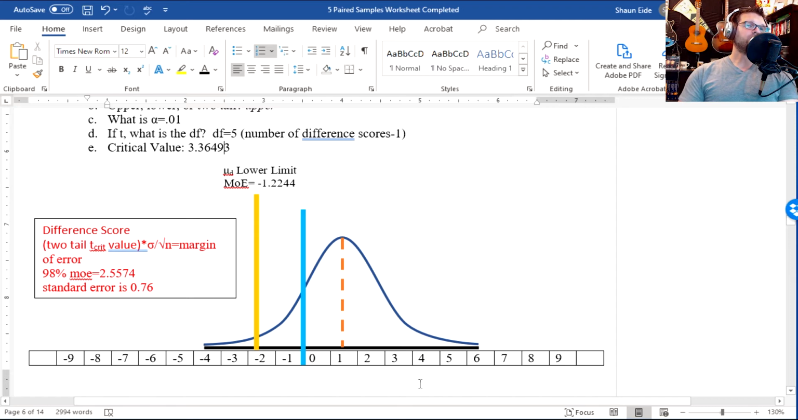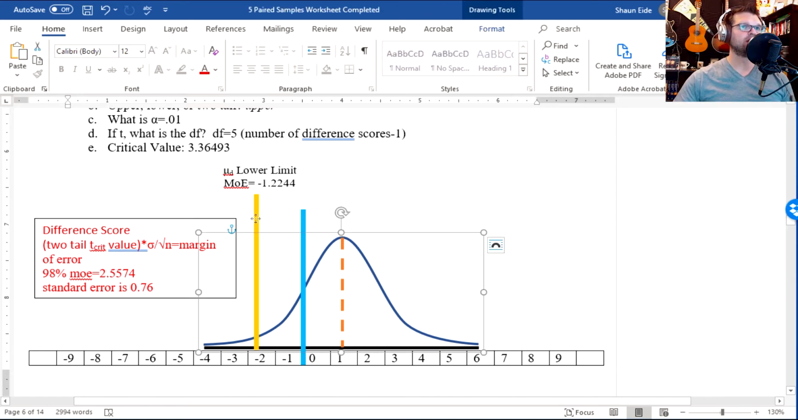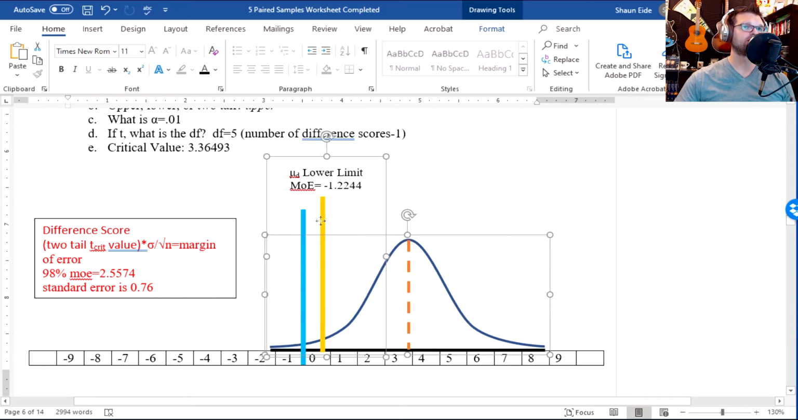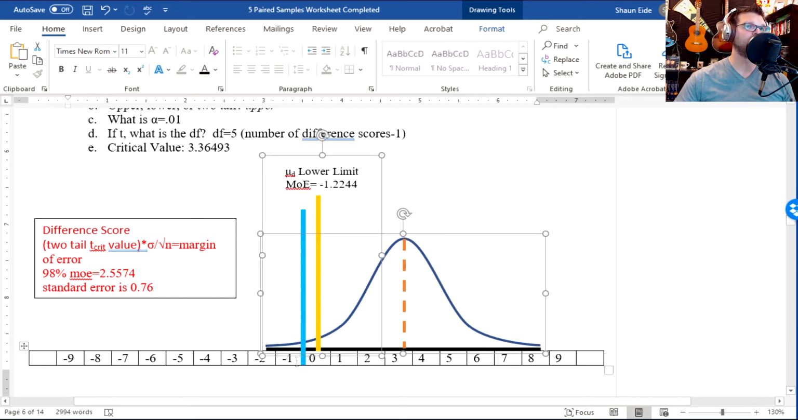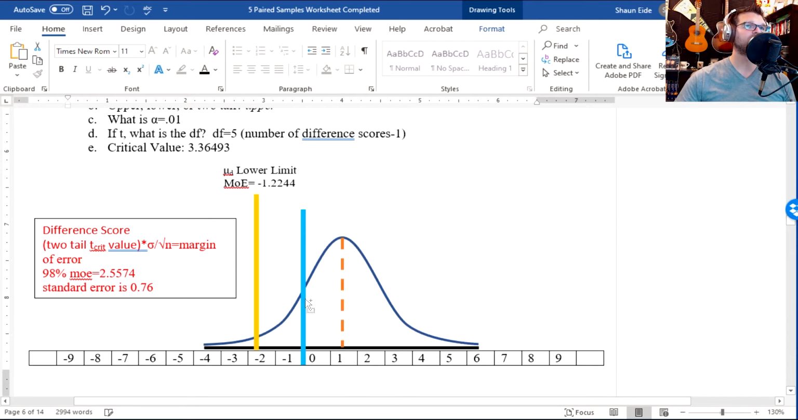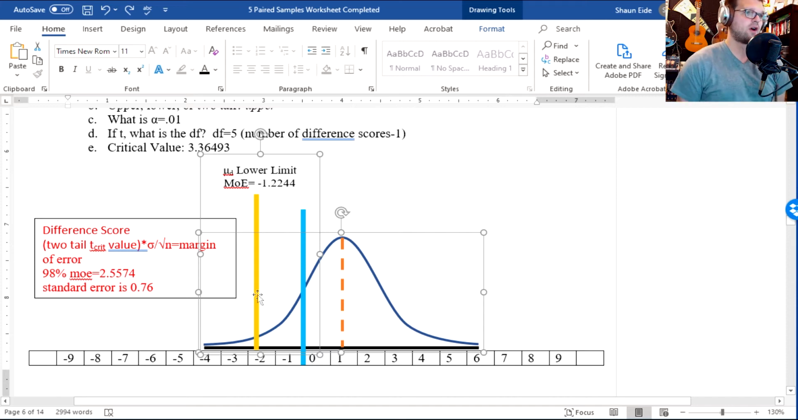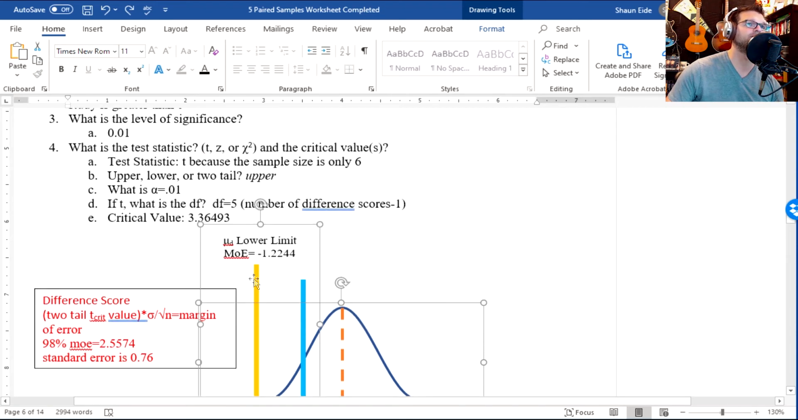In order to reject the null hypothesis, we would need it to look like this. It would need to be past this blue line. It would need to be past 0 because we're testing it against 0. We're testing how off our data might be compared to that 0. And so I can already tell you, because the margin of error is below 0, that we're not going to reject the null. We're going to have to fail to reject the null.